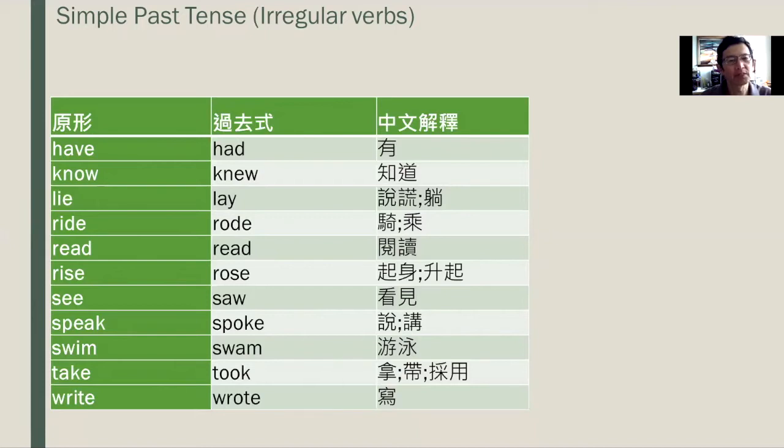Some example sentences would be, I like to ride my bike. I rode my bike yesterday. He likes to swim. He swam yesterday. Go ahead and pause the video and make example sentences using the present tense and the past tense.